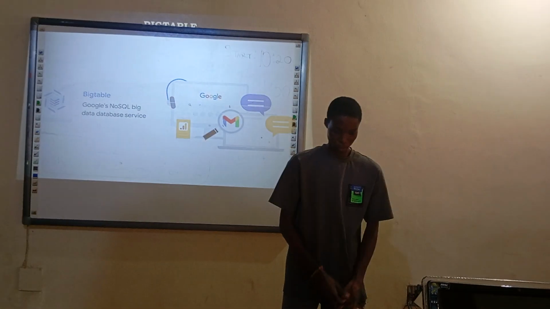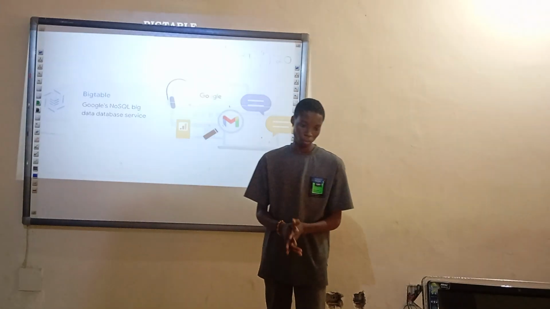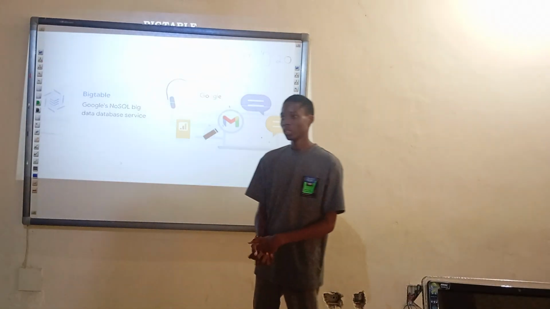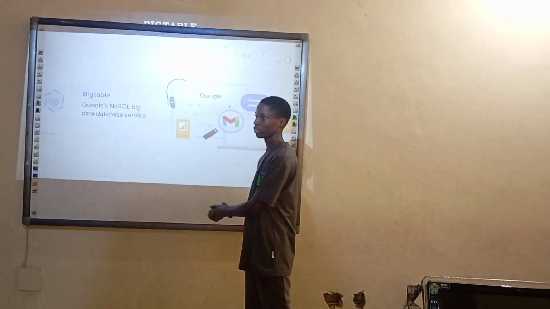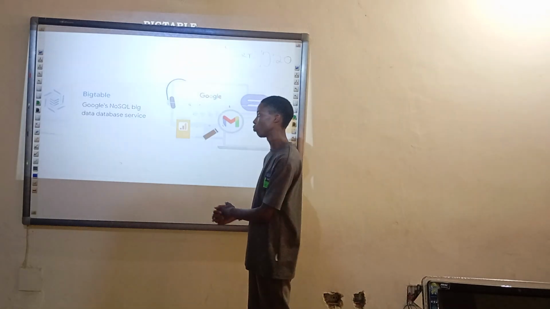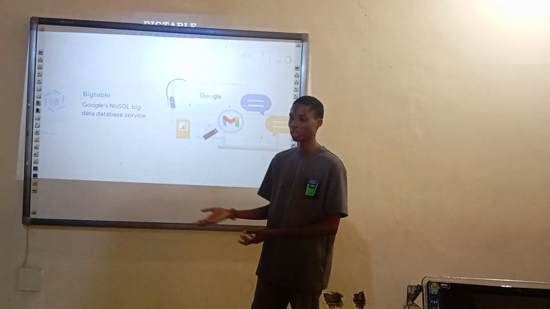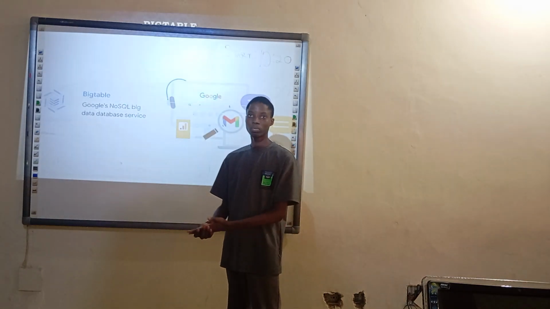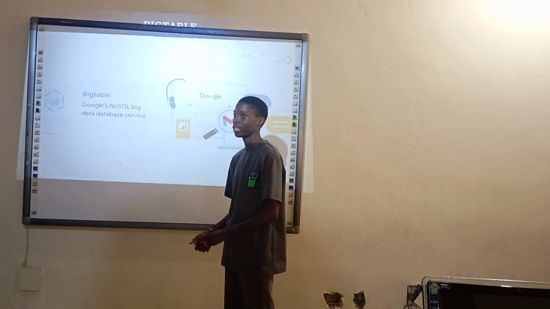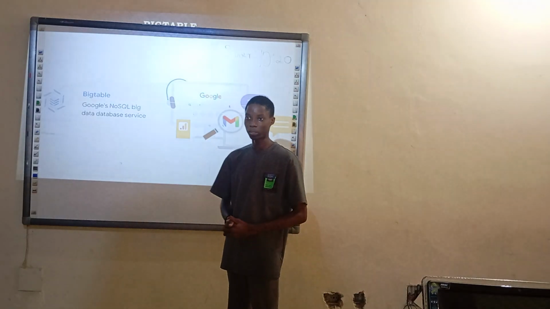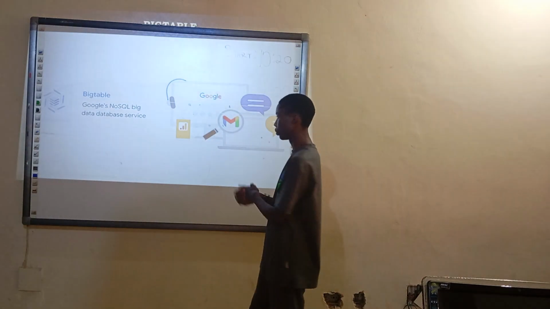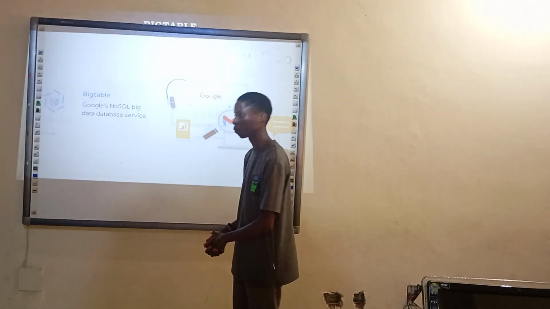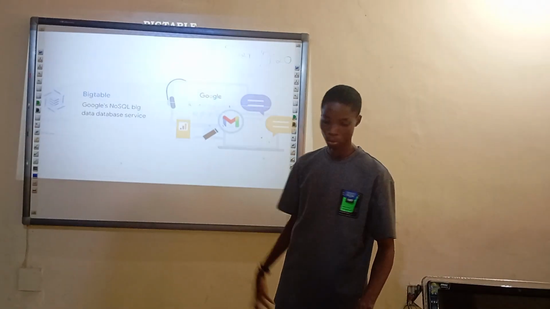Then we have Bigtable. Bigtable is Google's NoSQL big data database service. Okay, this is like Google's biggest cloud storage option. It's currently what runs most of their services like Google Search, Google Maps, your Gmail. They are used to run semi-structured data that are above 1 terabyte. You can also use them in IoT services and machine learning. It also uses NoSQL.